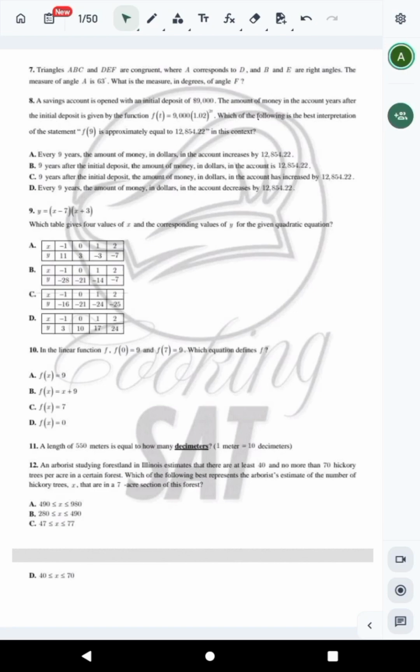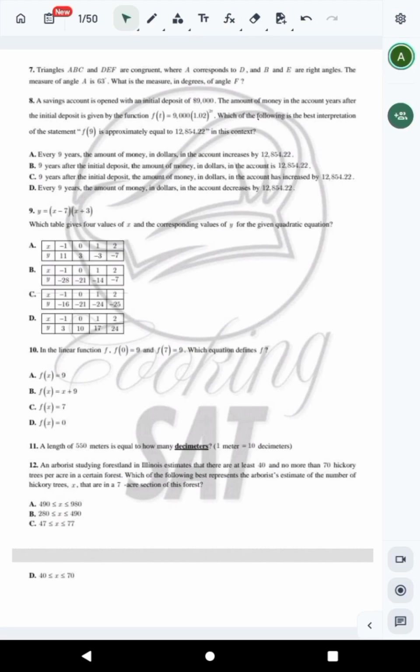So this is the continuation of the question I solved in the first video. I'll solve 7 to 12 here. Now with number 7 we have triangle ABC and DEF are congruent, where A corresponds to D and B and E are right angles. The measurement of angle A is 23 degrees. What is the measurement in degrees of angle F?